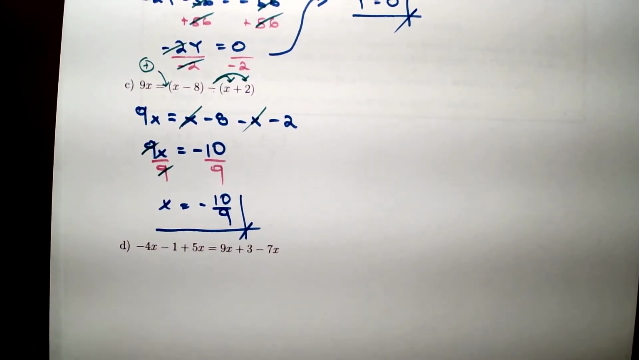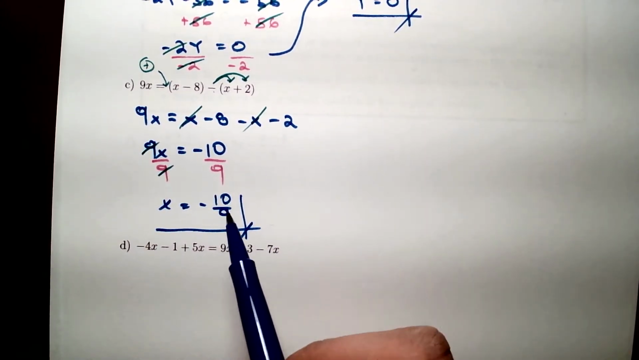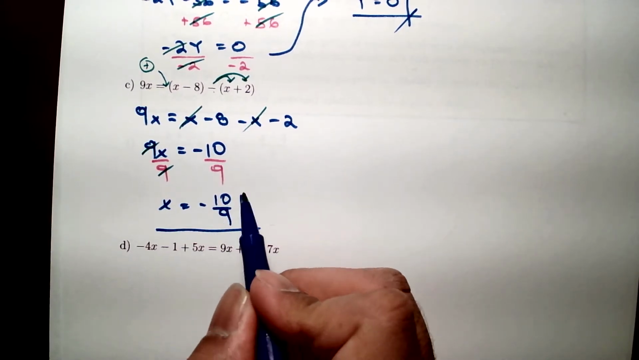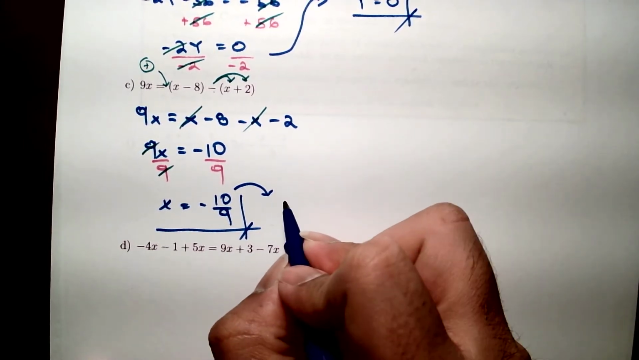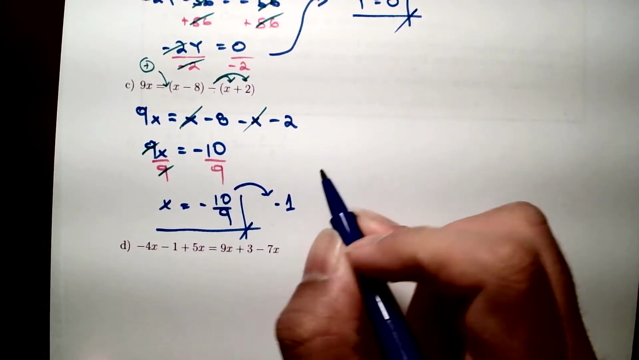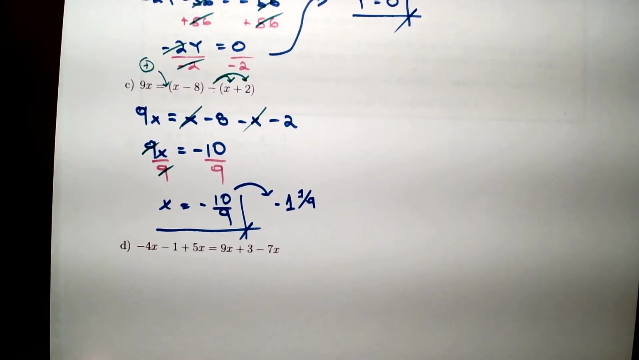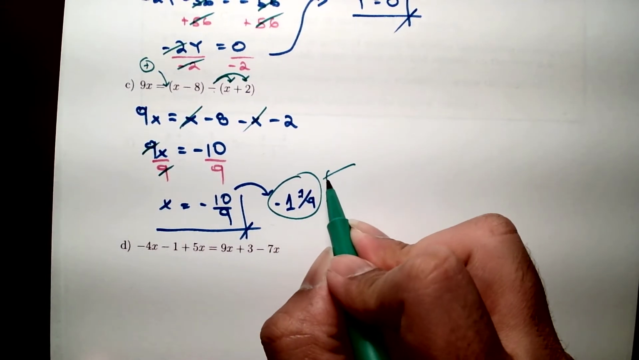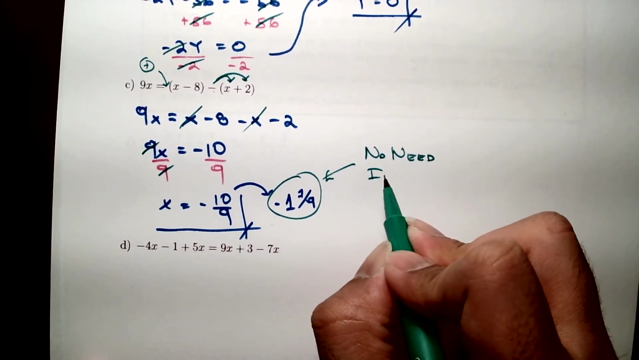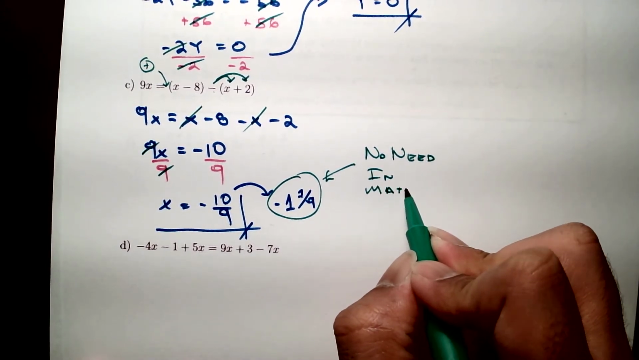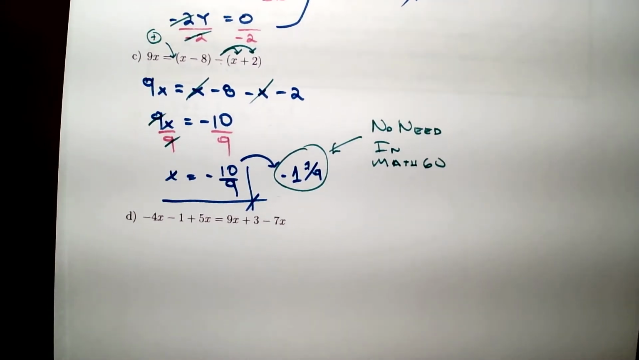If we were in a different class, like Math 35 or Math 45, you would be asked to write this as a mixed number. Well, let me just do it real quick. In this case, this is not going to be the requirement. You will not be required to do this, so no need in Math 60. But you might remember this from Math 35 in case you took that class earlier.